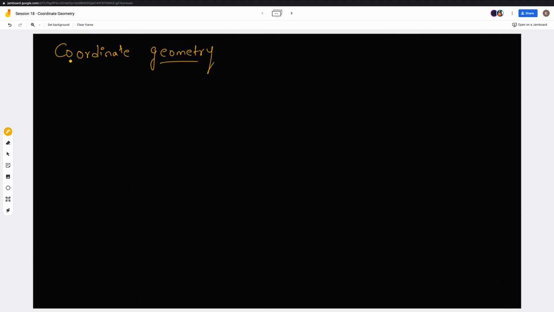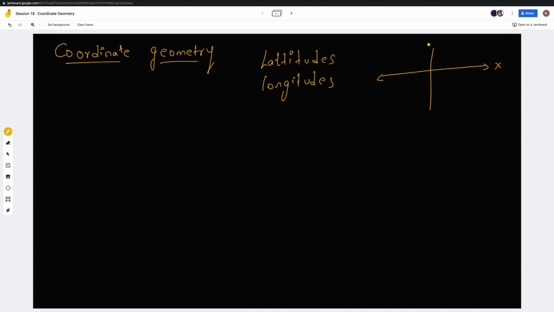In your history class or in your social studies, you might have learned about latitudes and longitudes, right? Latitudes are horizontal. So you can consider your latitudes as your x-axis and longitudes as your y-axis. We are going to learn about this x-axis and y-axis and things related to this. There are four important things that I want to go over.